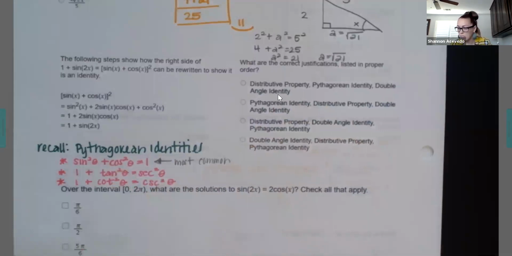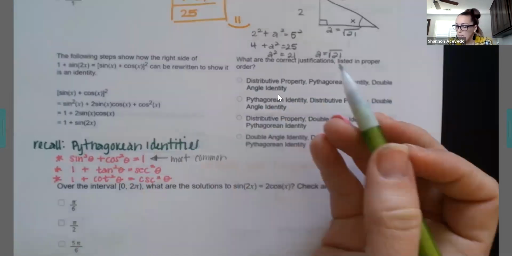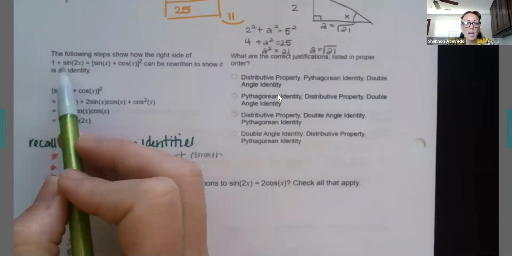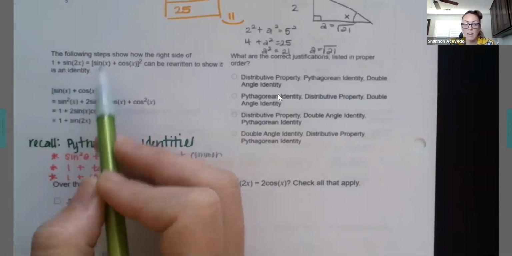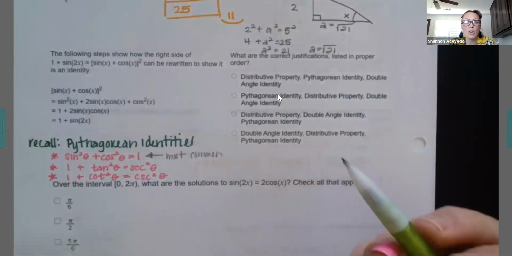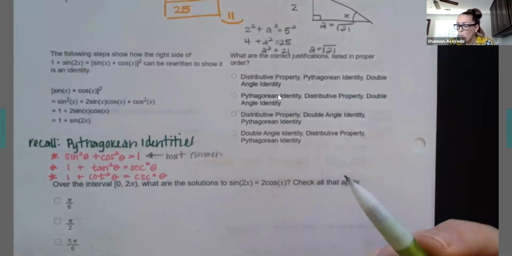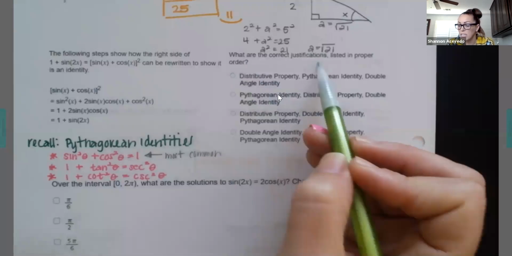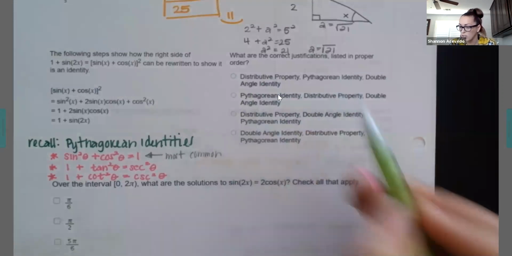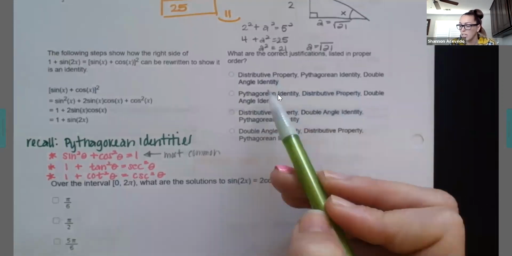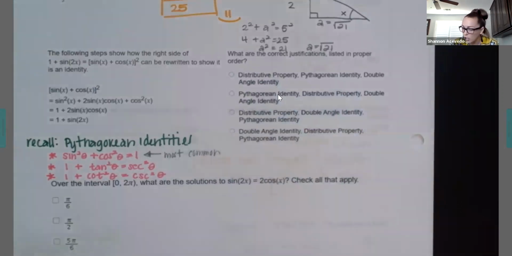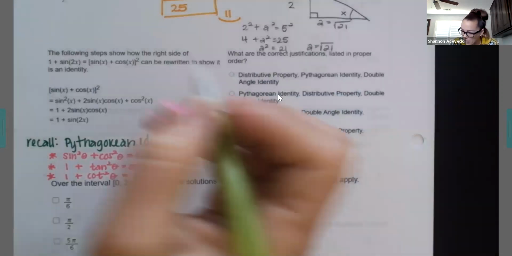Okay, so let's go ahead and hop into this first problem. It says the following steps show how the right side of the equation, 1 plus sine of 2x is equal to sine of x plus cosine of x, that whole quantity squared, can be rewritten to show it as an identity. What are the correct justifications listed in the proper order? They give you the justifications you're going to use already: distributive property, Pythagorean identity, double angle identities. But what is the order of things going on? So I look and go, okay, how did they go from here to here?